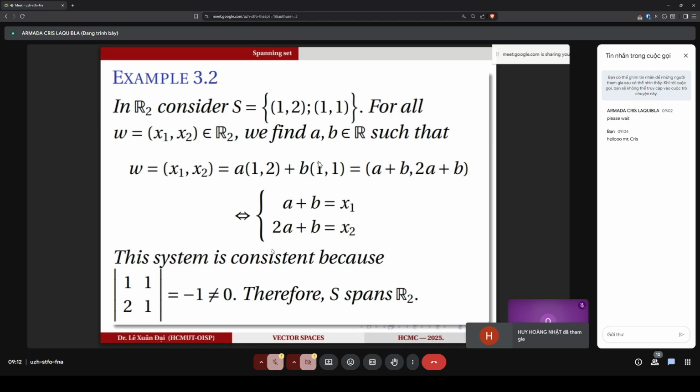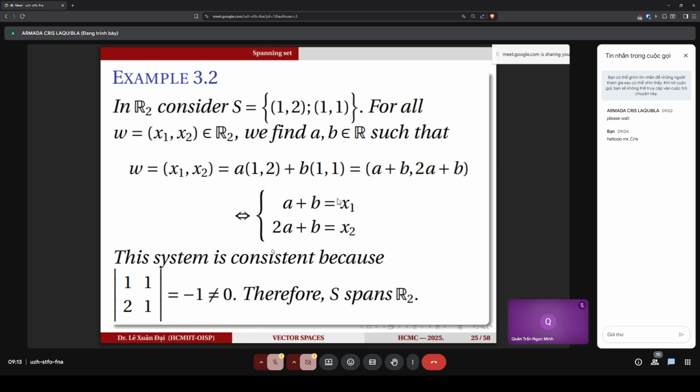Here the first coordinate is b, and then b is also the second coordinate because we multiply that with 1 1. Now add the first components. The first component is a plus b. The second component, you add it, it's 2a plus b. Now this a plus b must be equal to your x sub 1, and then 2a plus b must be equal to x sub 2.